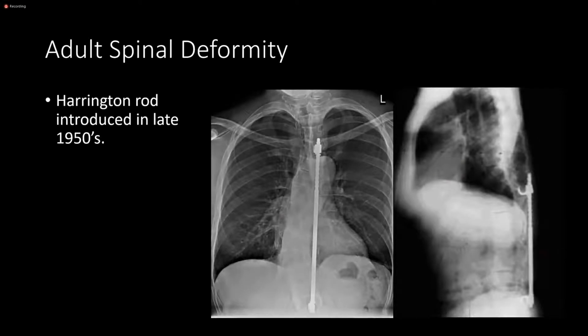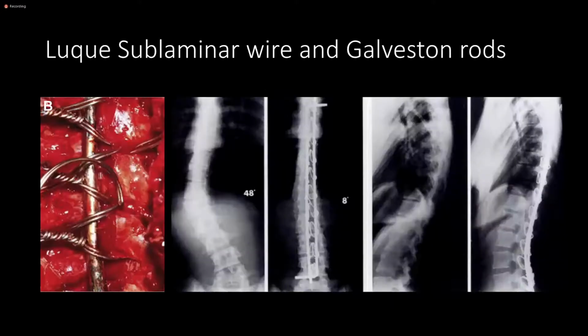Yes. Sorry about that. So this is Harrington rod introduced in the 1950s. As you can see on the right side, the patient does not have lumbar lordosis, which is causing flat back syndrome and causes a lot of issues down the road. From there, we developed Luque sublaminar wire. We changed from 2-point fixation to multiple points of fixation, and then introduced the Galveston rod, which you can bend to give the patient the curvature that they need for their spine.